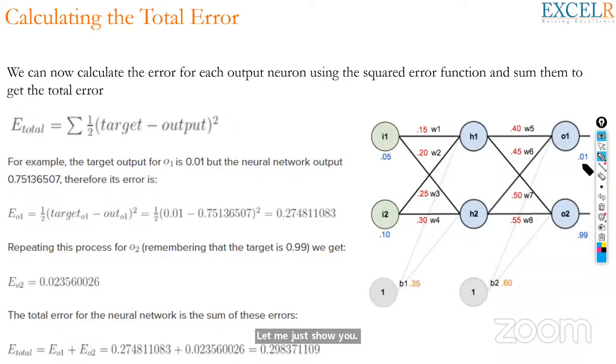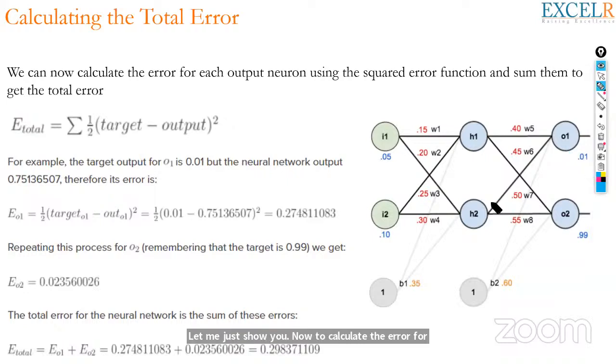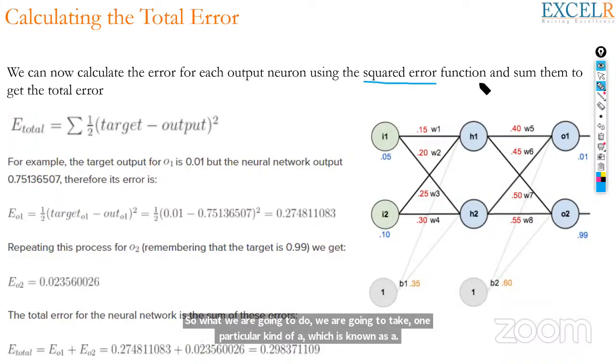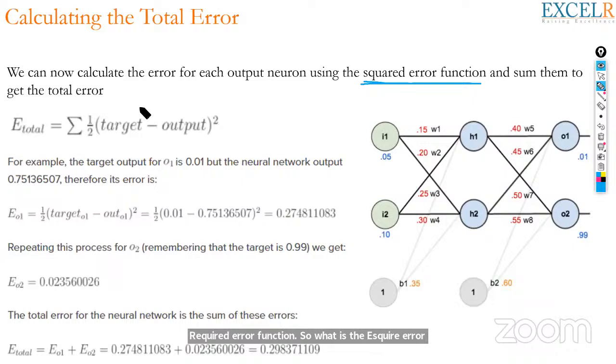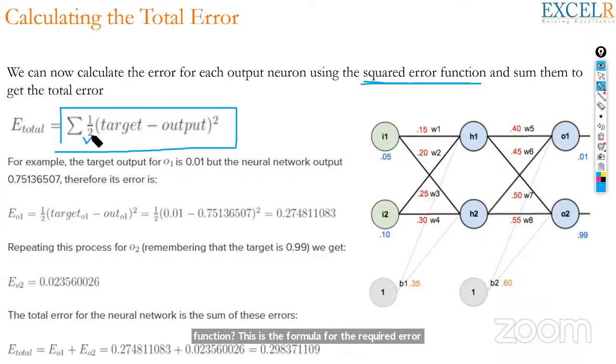Now, to calculate the error for the neural network, there are multiple kinds of errors available, right? So we are going to take one particular kind of error, which is known as the squared error function. What is the squared error function? This is the formula for the squared error function: summation of half of (target value minus output value) squared. We are going to apply this for nodes O1 and O2. And the total error is nothing but the error for node O1 plus the error for node O2.